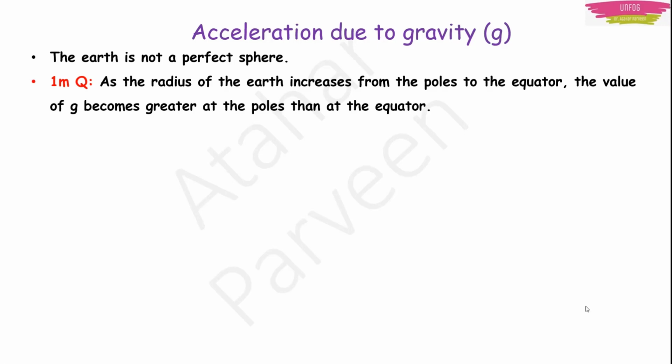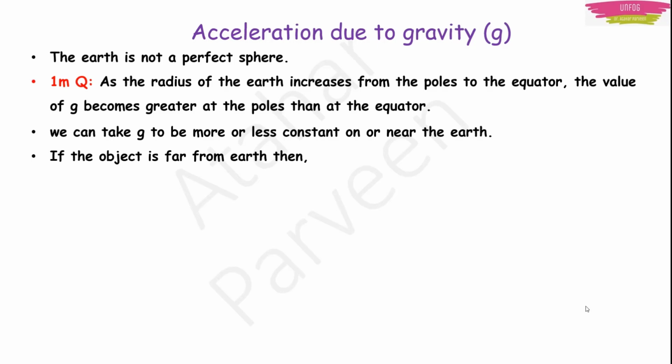Why, I will tell you after some time, okay? Now this g is more or less constant near the Earth. But if the object is far from the Earth, then F becomes G into M upon (R plus h) whole squared. In the denominator, in place of R squared, you write (R plus h) whole squared. This h is the distance between Earth and that object. Here the terms have their usual meanings.